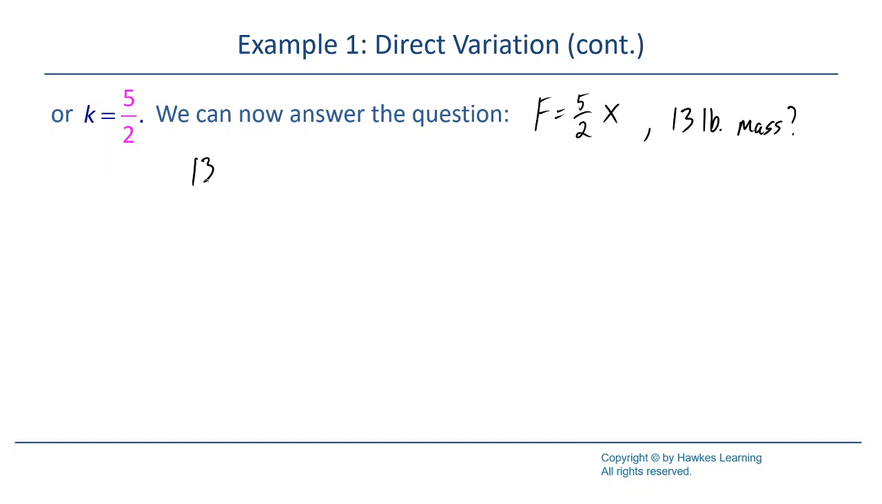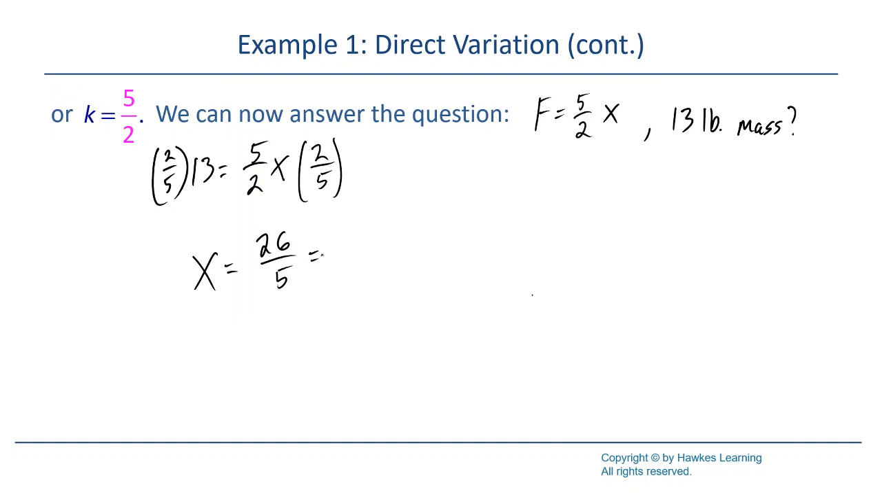So then we have 13 equals 5/2 x. Multiply both sides by 2/5 to get x by itself. And then we're going to have x equals 26 over 5, which is 5.2 inches. Don't forget your units. And so typically for a word problem, you would say a 13-pound mass will stretch the spring 5.2 inches.